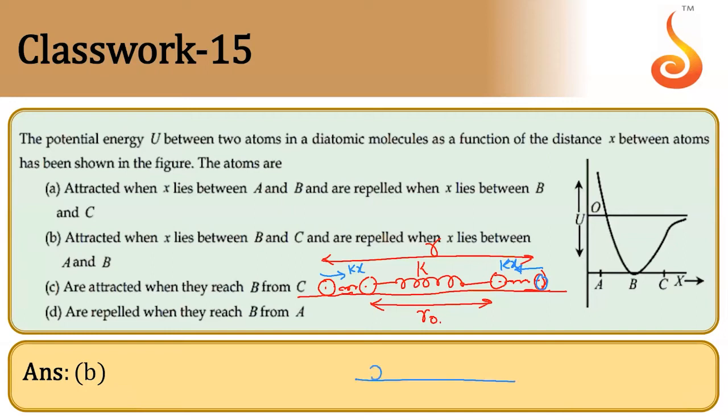In the next situation, I bring the two atoms close to each other. This is the mean distance. Now I bring them close to each other. What will happen to the spring? Will it get compressed or will it get elongated? Compressed. Now how will the spring force act on the two atoms? Away. Am I correct? Yeah, kx and kx.